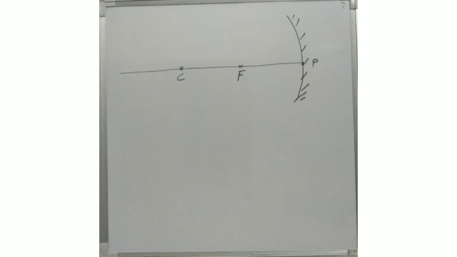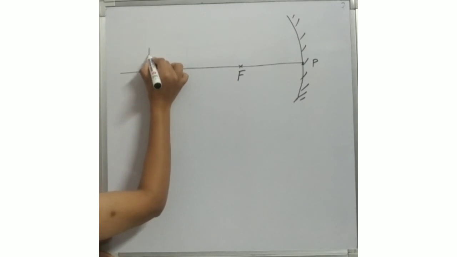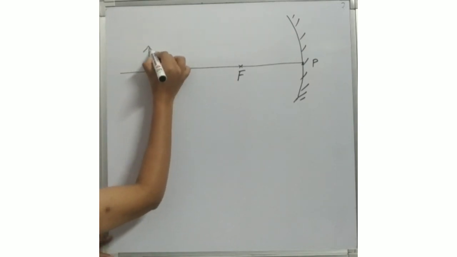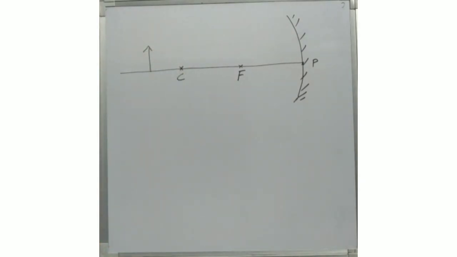Now, according to our question, we have to draw the object. For example, if the object is placed beyond C, beyond center of curvature, we have to draw an object beyond center of curvature. Okay.